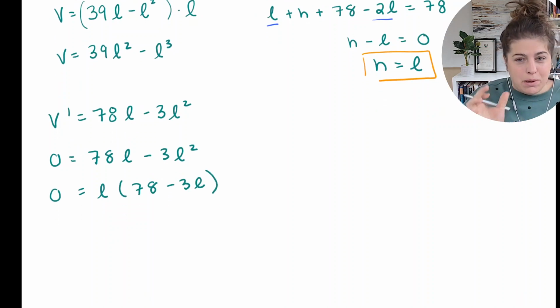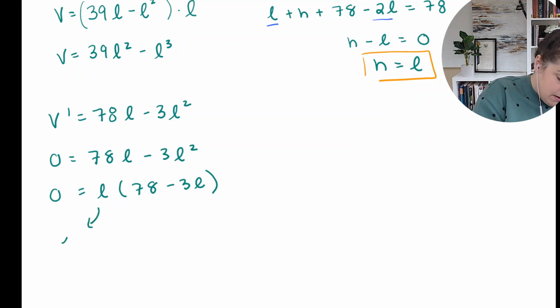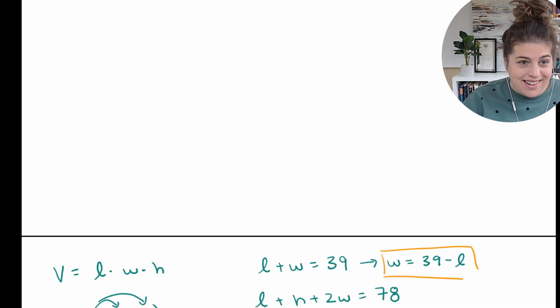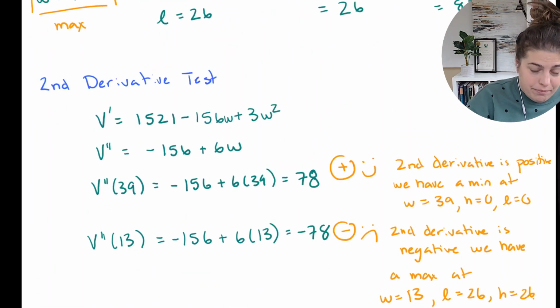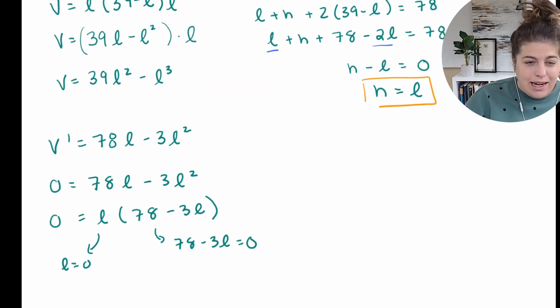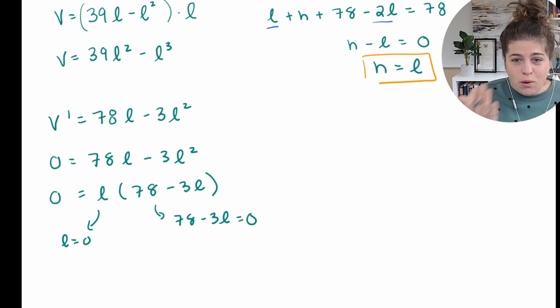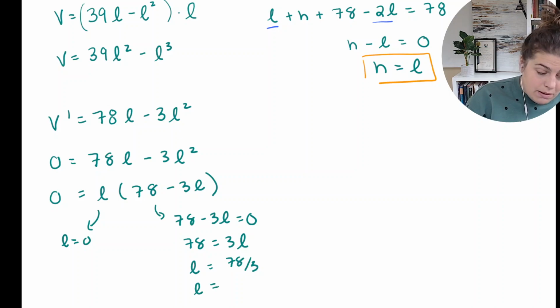And when we have things related by multiplication like this, and we've set it equal to 0, that right-hand side is going to equal 0 when either the L equals 0, which is what we figured out here, which happens when W is equal to 39, or when 78 minus 3L equals 0. Either one of those can be true, and the whole thing's going to be 0. And so in this situation, we get 78 is equal to 3L. So L is equal to 78 divided by 3.